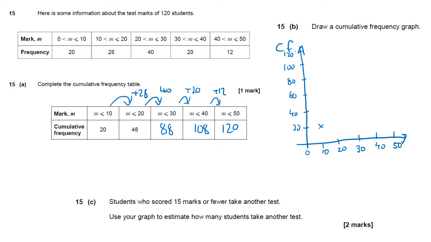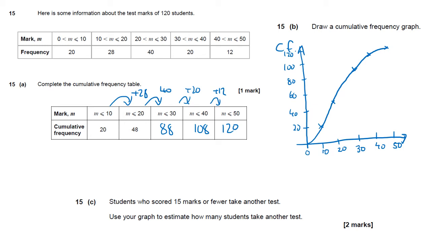Up to a mark of 20, well, that takes us up to 48. So 50 is going to be about there. 48 will be around there. 30 takes us up to 88, which is around there. 40 puts us at 108, and then 50 brings us up to 120 at the top there. So the graph's going to look sort of like that. Okay, drawing a smooth curve through them.